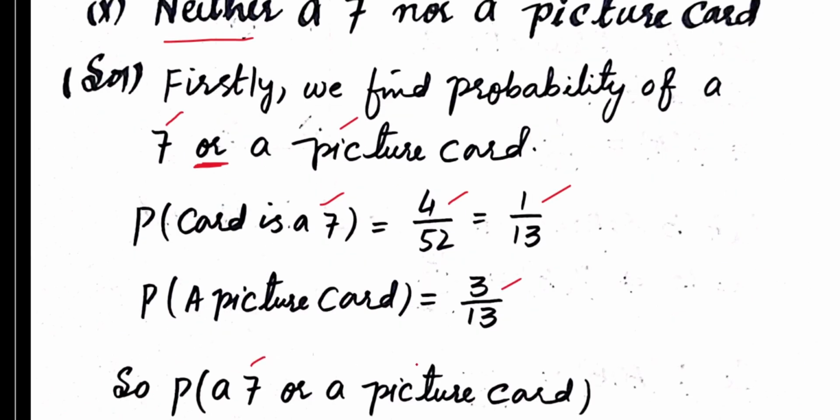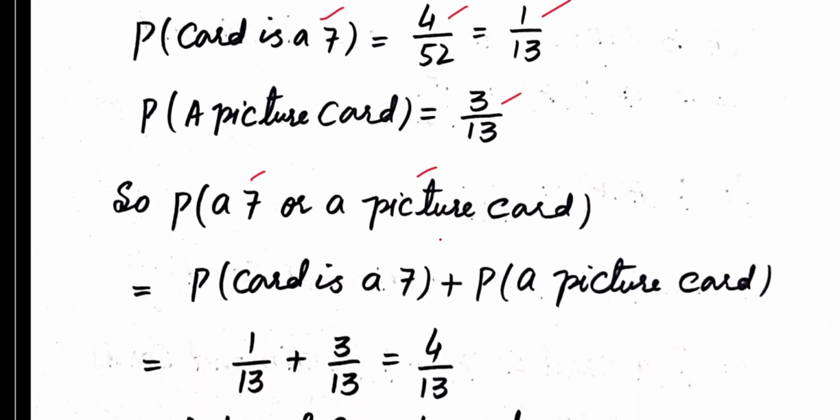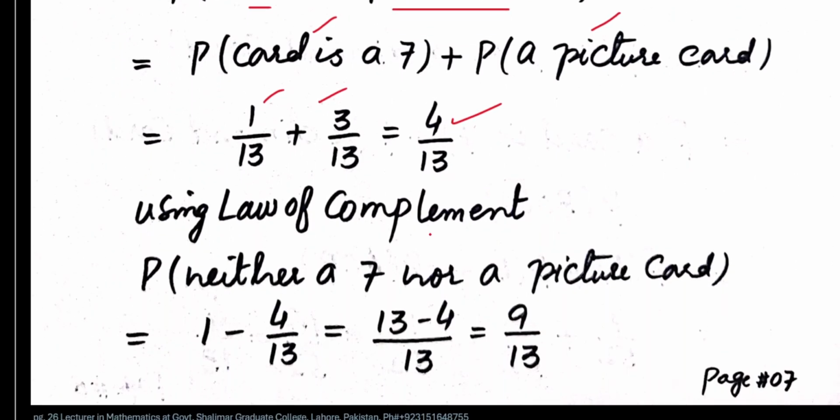So the probability of a 7 or a picture card. These are mutually exclusive events, because there is no card which is a card of 7 as well as a picture card. So this is the probability of a card of 7 plus the probability of a picture card. The probability that a card is a 7 is 1 over 13. The probability of a picture card is 3 over 13. Their sum is 4 over 13. Next, we have to find the probability of neither a 7 nor a picture card by using the law of complement. This is simply given by 1 minus 4 over 13, which is equal to 9 over 13.